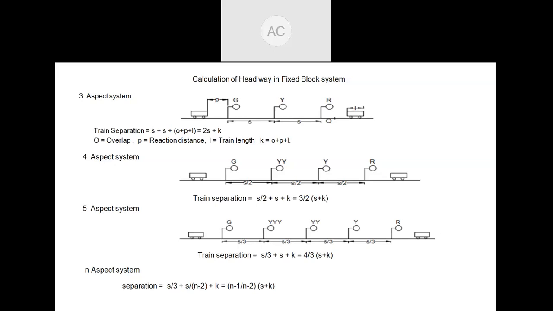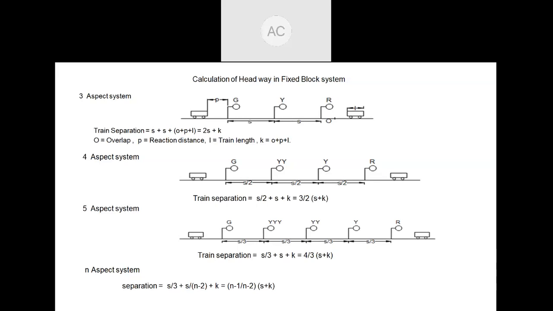So imagine there is a 5-aspect system. It's not there, but if a 5-aspect is there, it will look like S by 3 plus S plus K. So you now increase the number of aspects to N. So it will be S by (N minus 2) plus S plus K, which can be simplified to (N minus 1) by (N minus 2) into S plus K. Now, think of N as infinity. Suppose there are infinity aspects I put.